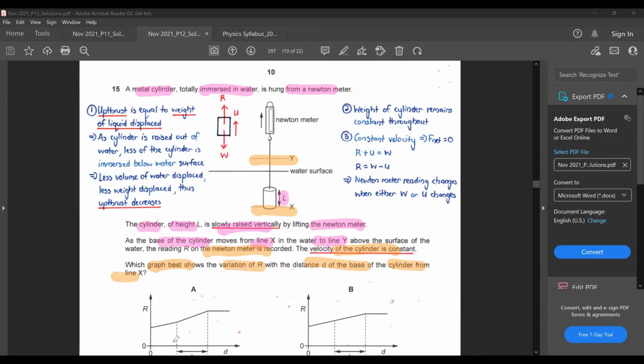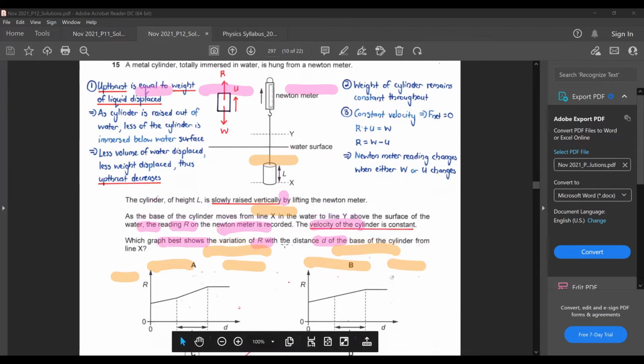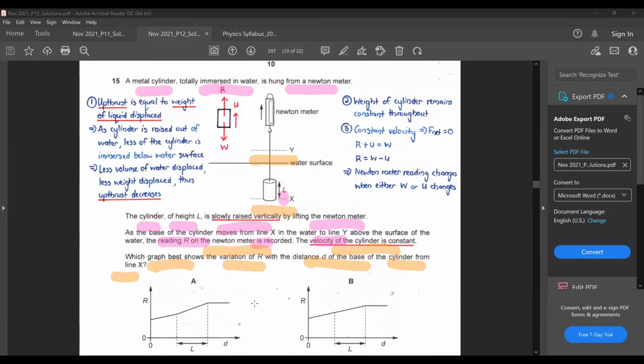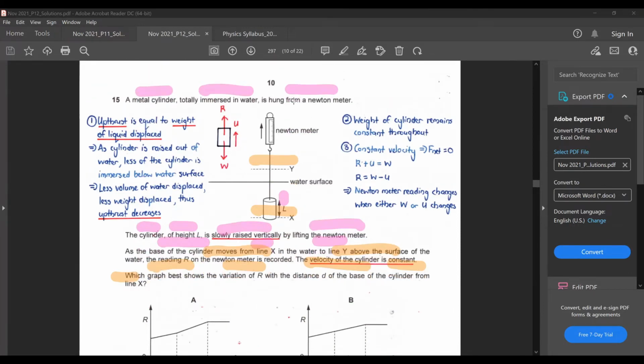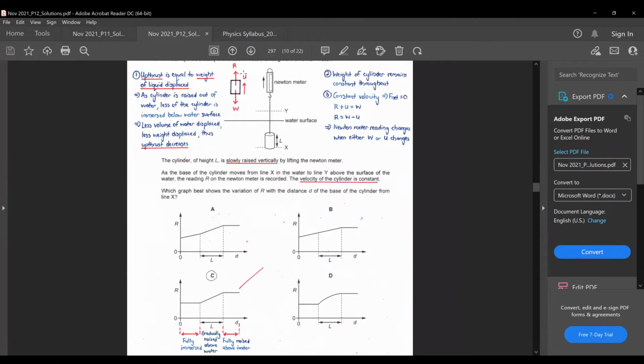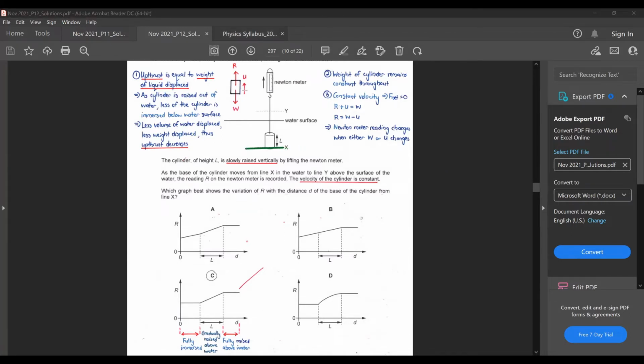Okay, so which of these graphs here represents the reading on your Newton meter as you slowly raise it up? So the distance D here is measured from line X. It's basically measured from this line upwards. This is how your distance D is measured. Okay, you are measuring the distance D from line X here. The further away you go, the reading will change. But how does it change?